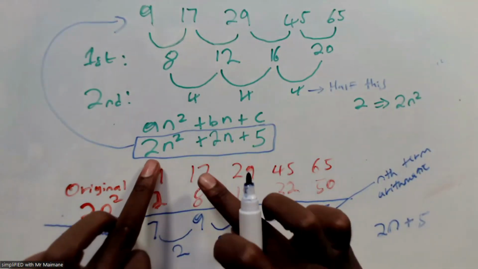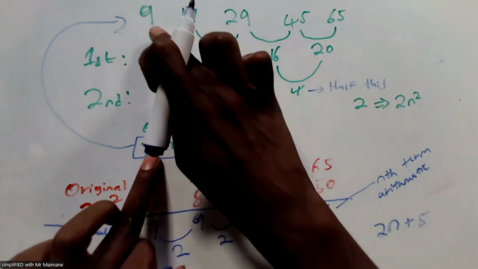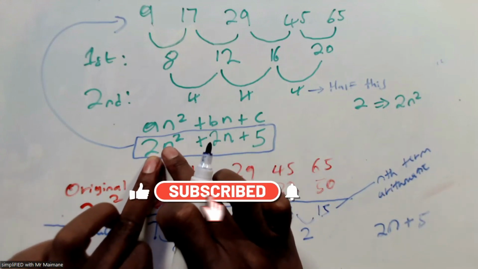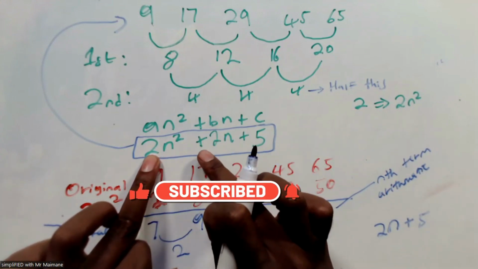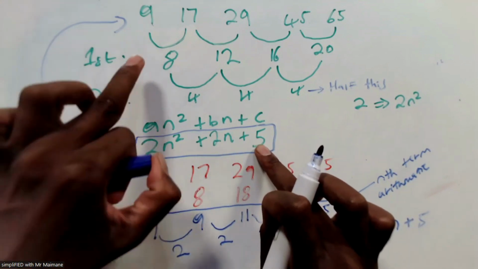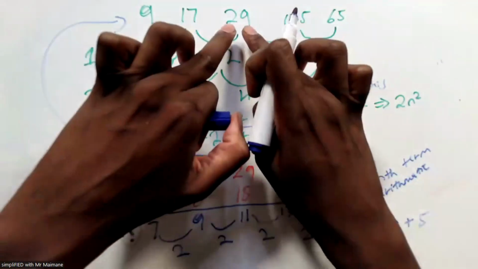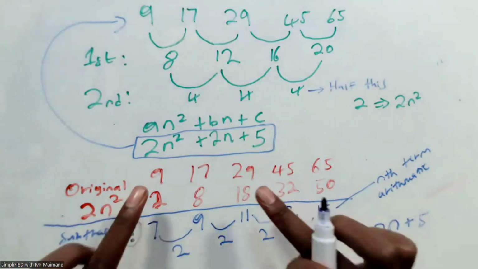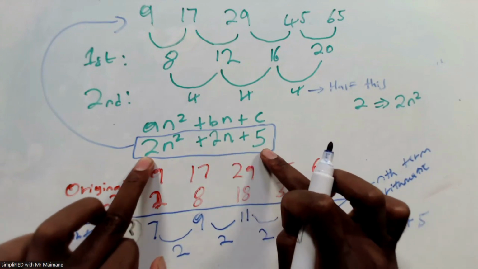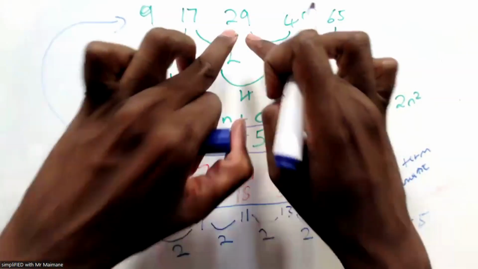If you want to prove it, you can substitute here. To get the first term, if you put 1 here, 1 squared times 2 is going to be 2, and then times 2 plus 5 is 9. It gives us 9. And then you can try it with the third term or any term that you prefer. If you plug 3 there, and then you plug 3 there, when you simplify this, you're going to get 29.